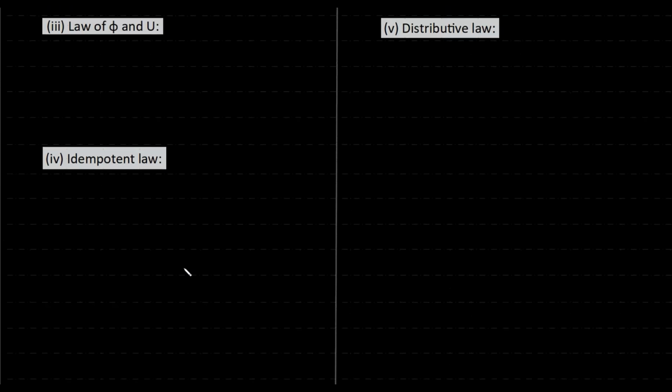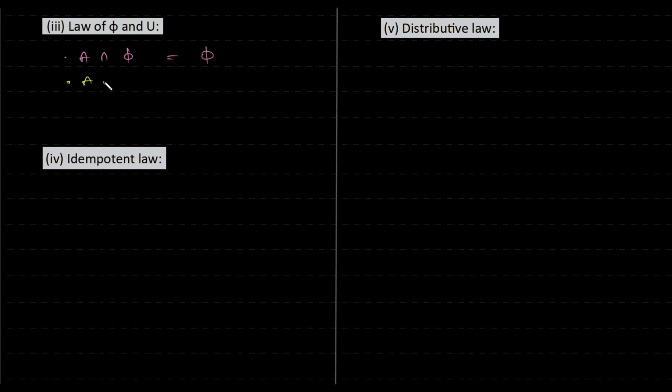Now, A intersection with a null set, the law of null set. What is common between a given set and nothing? Nothing. Is it not?